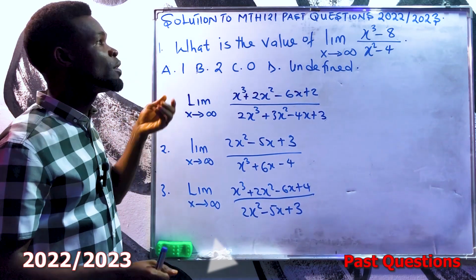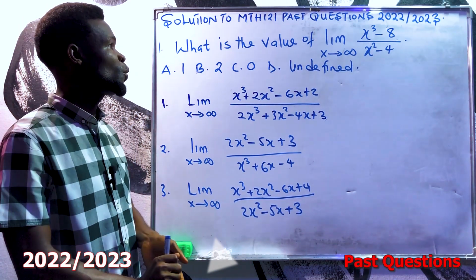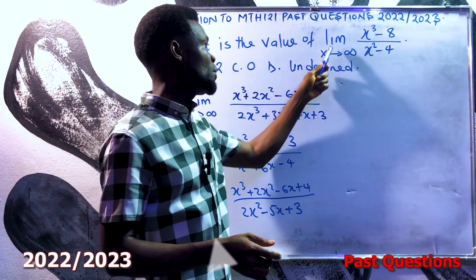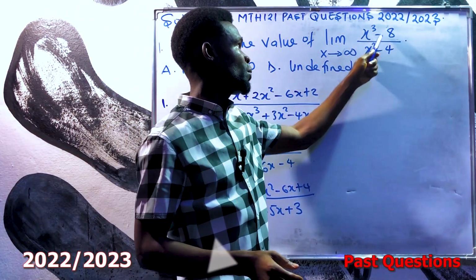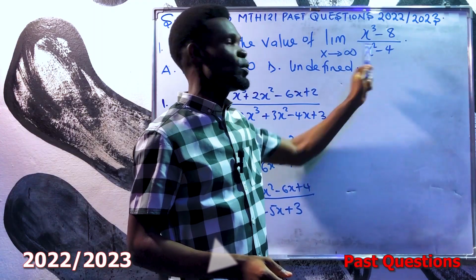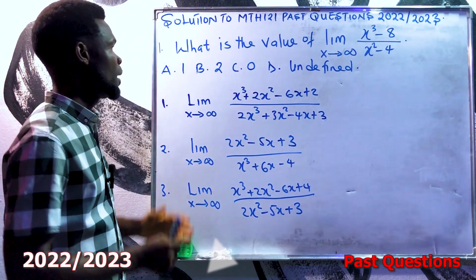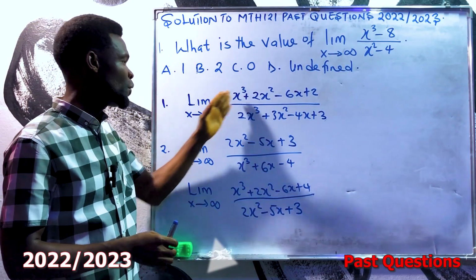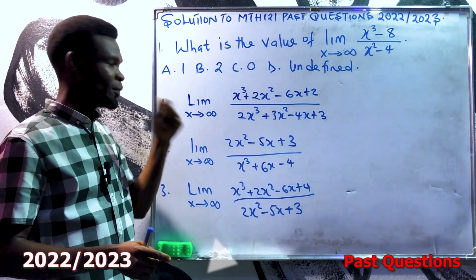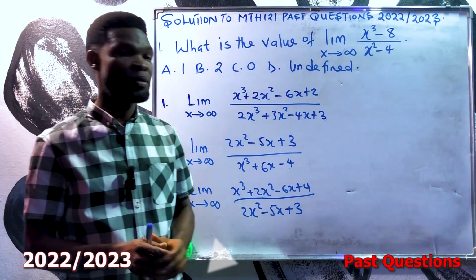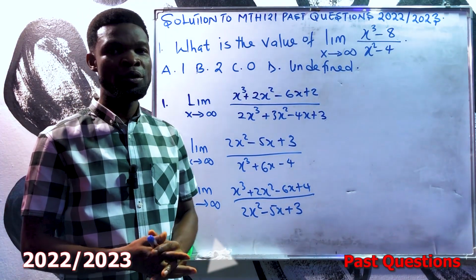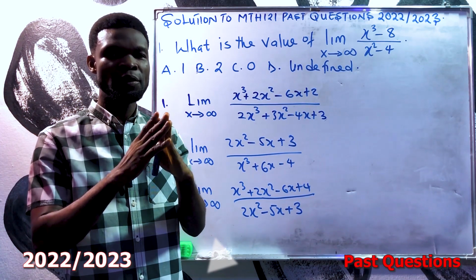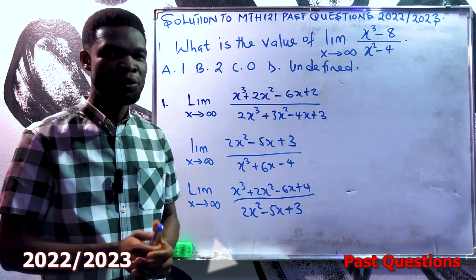Now, in 2022-2023, one of the questions that was asked is that you should find the value of the limit as x tends to infinity of x cubed minus 8 all over x squared minus 4. Now, as far as the limit of a function is concerned, and you want to find the limit of a function as x tends to infinity, there is a very simple way to go about it. Don't forget, there's always objective examination. You don't have to show full working. You just have to find a very simple way to provide solutions to them.